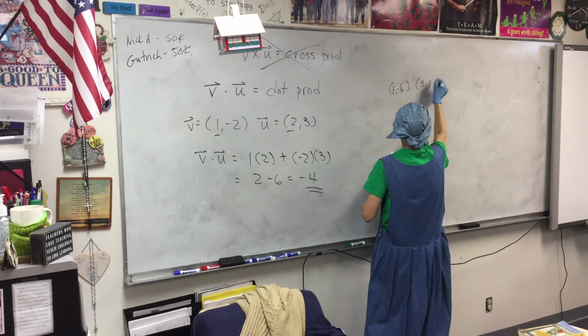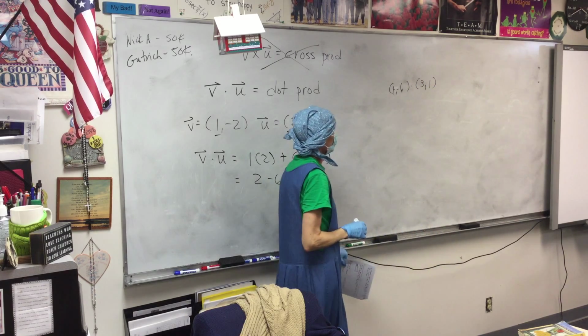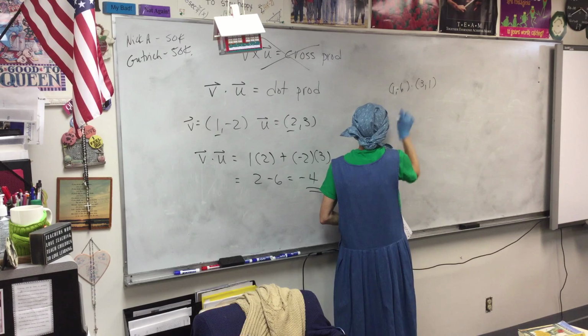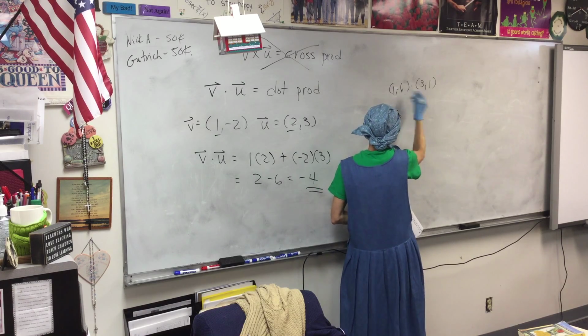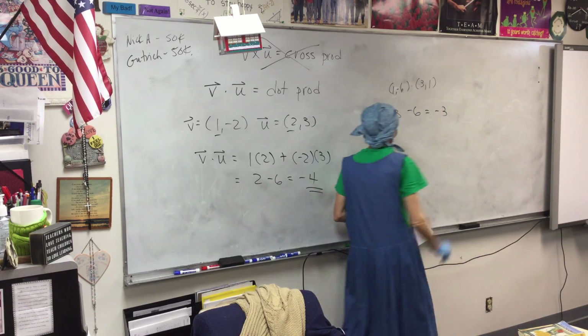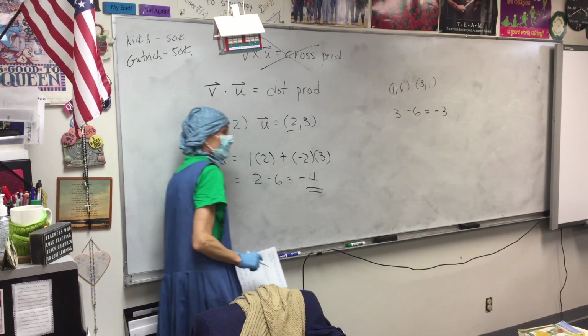1, negative 6, and 3, 1. What's the dot product of those two vectors? We're going to multiply our x's, we're going to multiply our y's, and we're going to add them together, and our answer is negative 3.